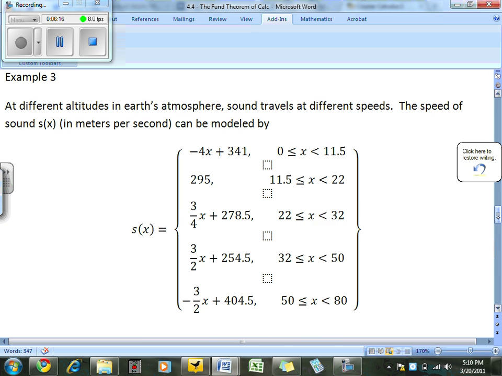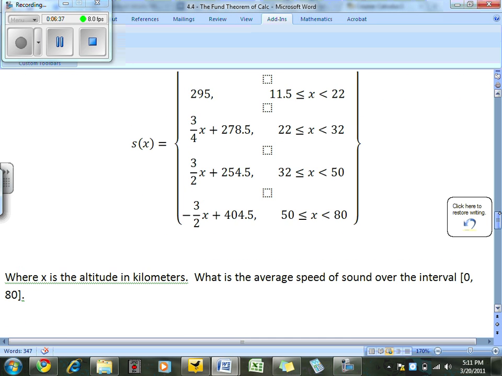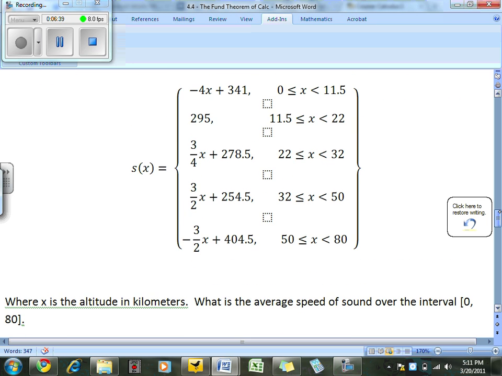How we could use the average value theorem is kind of an interesting example. Here it says at different altitudes in the Earth's atmosphere, sound travels at different speeds. The speed of sound in meters per second can be modeled by this equation right here, dealing with certain altitudes. It's different for whatever altitude you have, where altitude is in kilometers. What is the average speed of sound over the interval from 0 to 80?